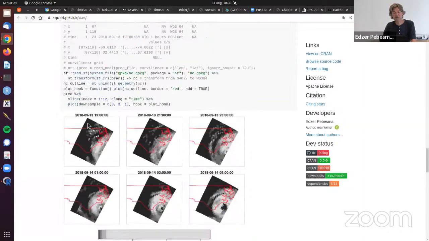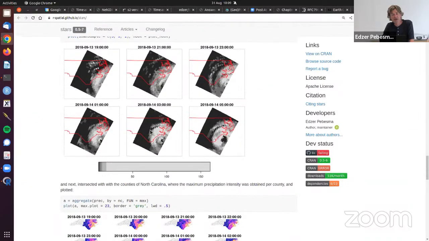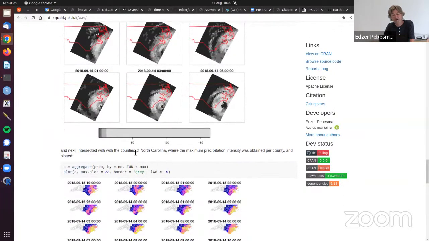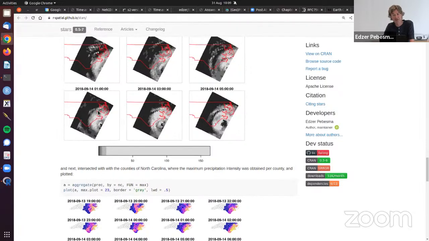Here's a little example where the raster we get is a so-called curvilinear grid, so it's not aligned with north and south and so on, and you can also handle that, and it is associated with different times. This is a little demonstration where you see a time series of these curvilinear grids, and a study area, which is the North Carolina boundary. What we see happening is one of these hurricanes landing here, and we are now going to look at the maximum precipitation for each county at each time step.